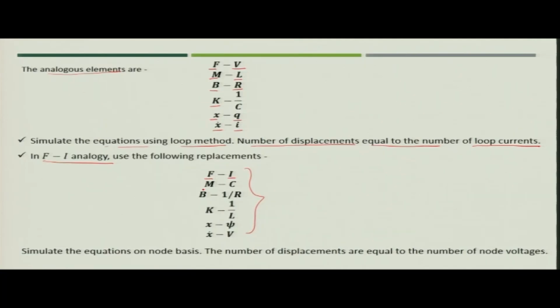Force is analogous to current I, M is analogous to C, B is analogous to 1 by R, K is analogous to 1 by L, x is analogous to psi, and x dot is analogous to voltage V. Now, we convert the mechanical system into the equivalent electrical circuit, and then we will solve it. In case of the force-current analogy, the number of displacements will be equal to the number of node voltages.